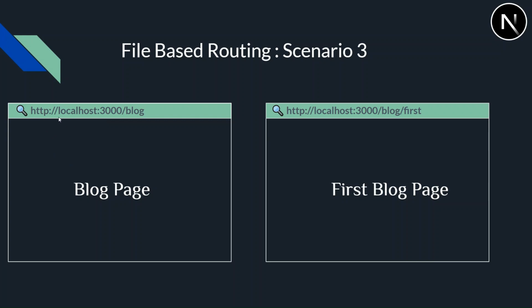When we visit HTTP localhost 3000/blog, we should see the blog page. So let's move on to our Visual Studio Code and start building this particular blog page. After that we can build the nested blog page for the first and second route.